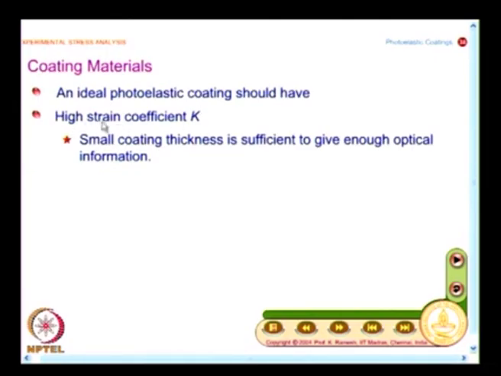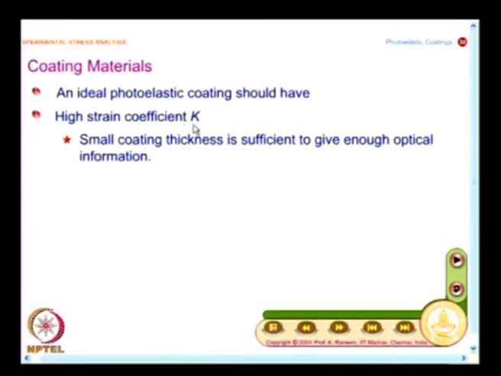Obviously, we want to have high strain coefficient K. The reason is I need to get enough optical response, and we have also seen if the coating is thin enough, I do not have to worry about the correction factor, which is automatically taken care of. Only when the coating thickness is considerable, then correction factors are very important. So, from that point of view, you want to have high strain coefficient K, and the reason is small coating thickness is sufficient to give enough optical information.